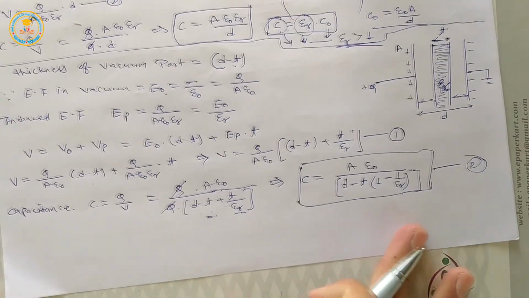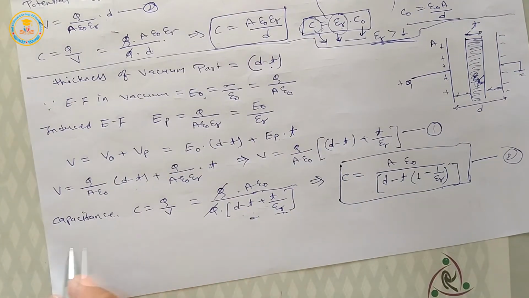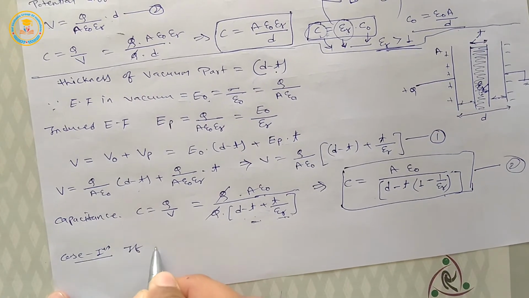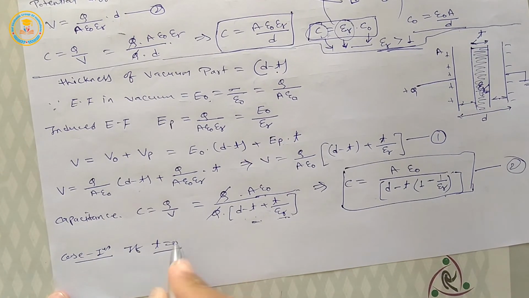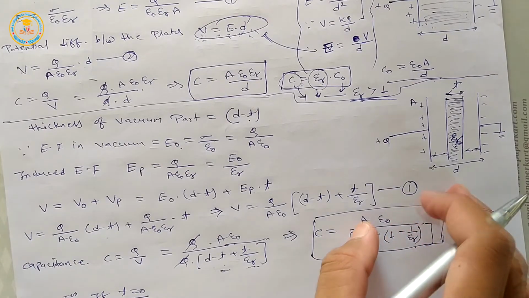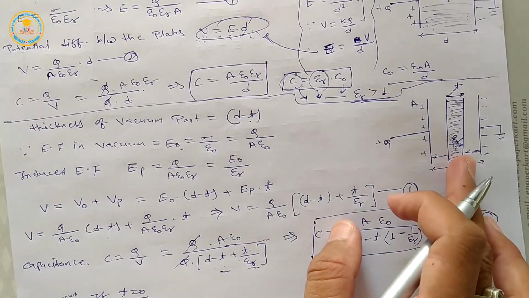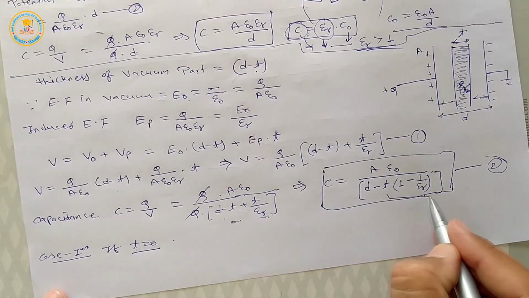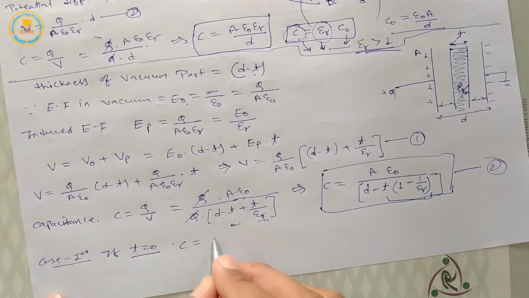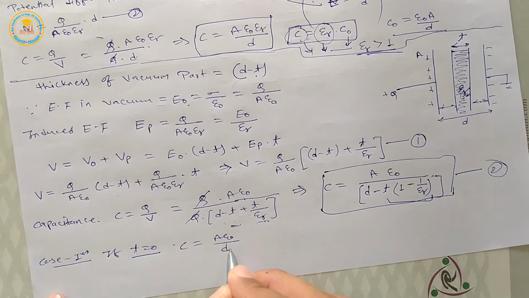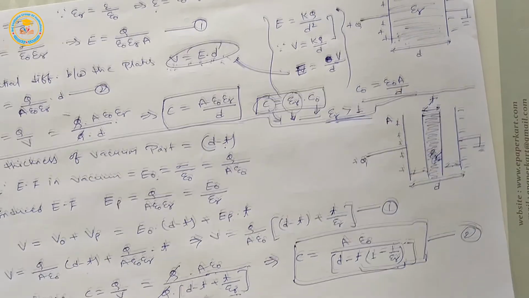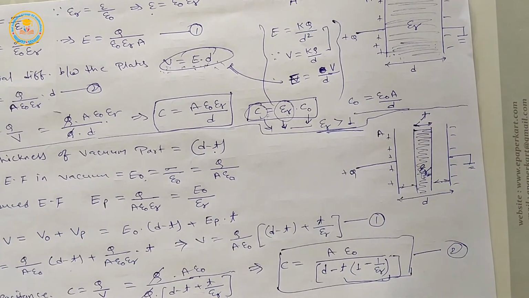Okay. Now we take some cases. Case first, if t is equal to 0, that is, the dielectric medium is absent between the plates, then this term will be 0. So C is equal to A epsilon naught upon d, which is C naught. This is the capacitance of a capacitor when vacuum is filled between the plates.